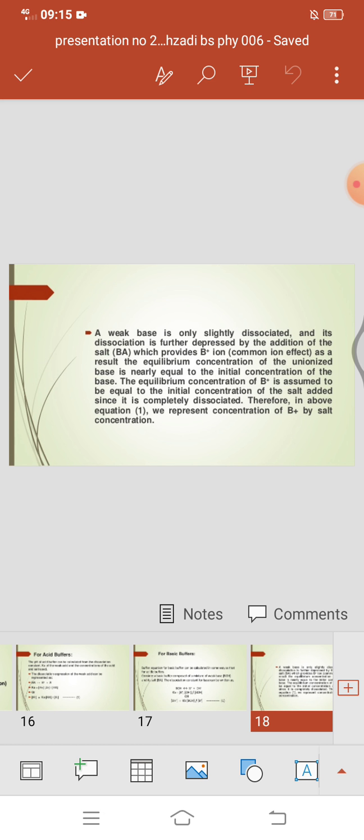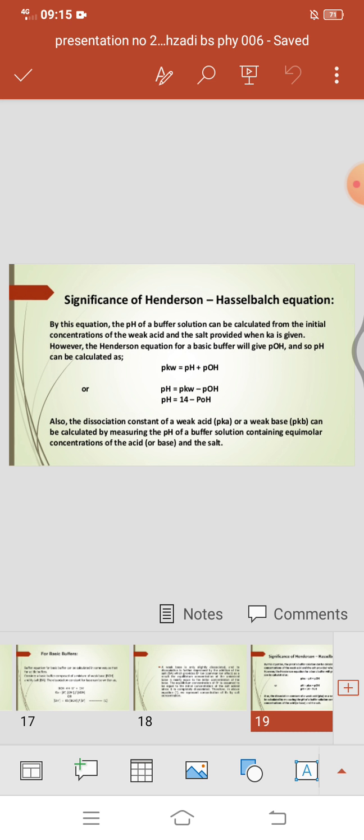A weak base is only slightly dissociated, and its dissociation is further depressed by the addition of salt, which provides B+ ions, which is the common ion effect. As a result, the equilibrium concentration of the unionized base is nearly equal to the initial concentration of the base. The equilibrium concentration of B+ is assumed to be equal to the initial concentration of the salt added, since it is completely dissociated. Therefore, in the above equation, we represent the concentration of B+ by the salt concentration.